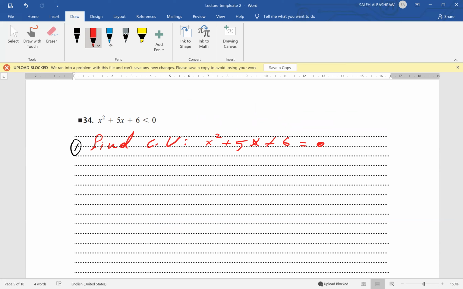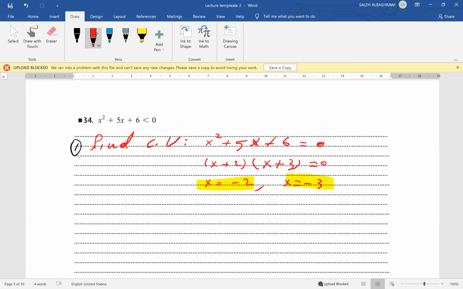This can be done by factoring, or by completing the square, or by the quadratic formula. Any one of them will be okay. So if I do it by factoring, it is (x plus 2) and (x plus 3) equal to 0. So I'll have either x equal to minus 2 or x equal to minus 3. These will be the critical values, minus 2 and minus 3.